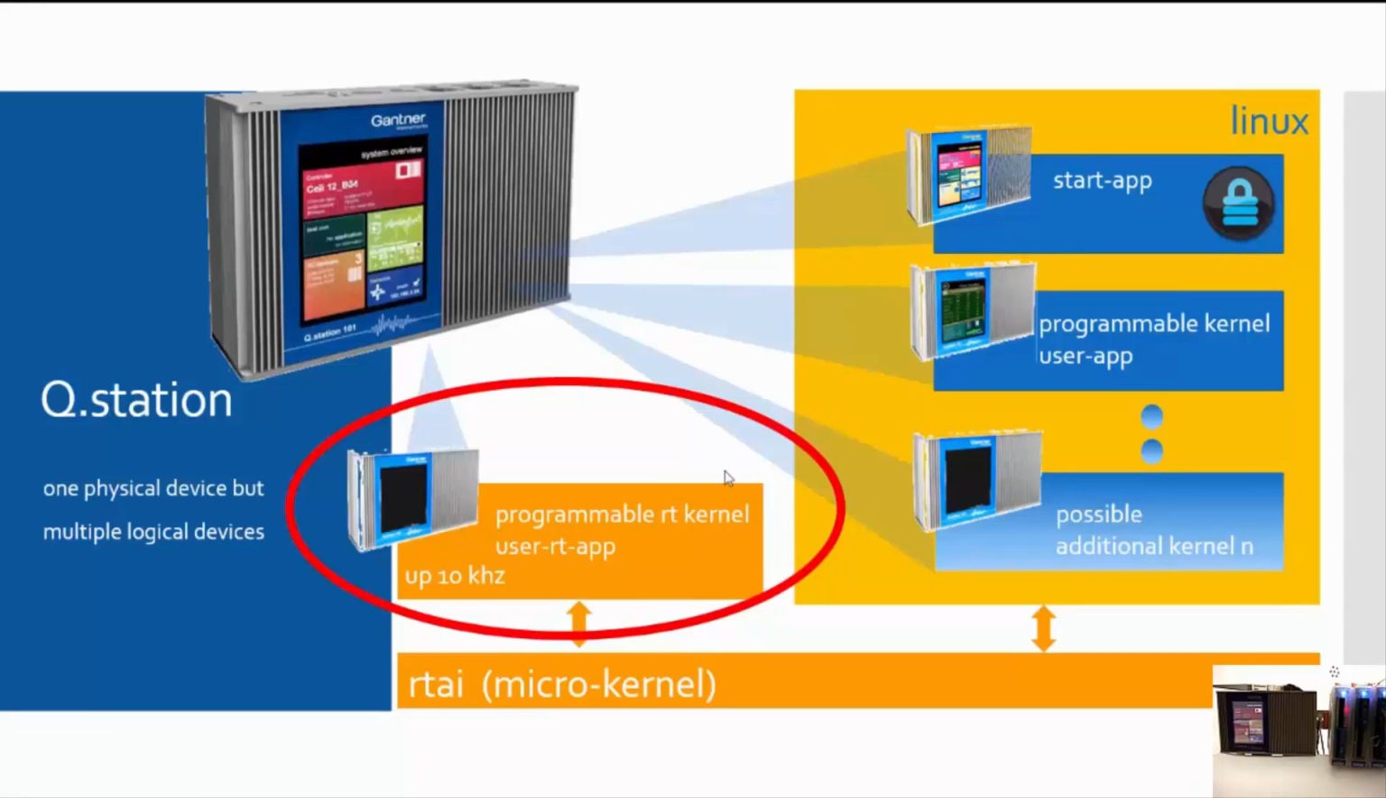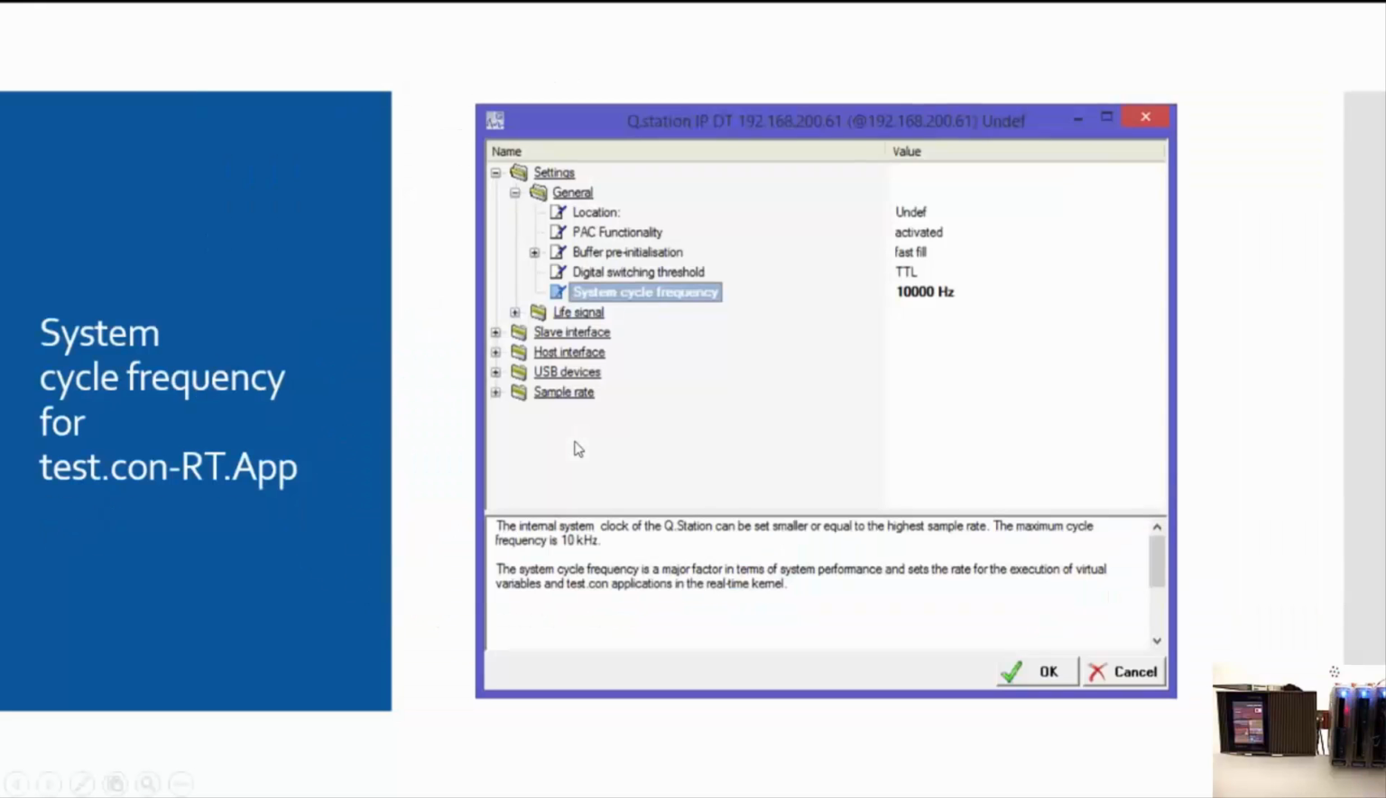The cycle time in which the program is processed in the real-time kernel is not set in test.con, but test.commander. On the screen you can see the dialog for setting the cycle time. At the moment we have a cycle time of 10 kHz.